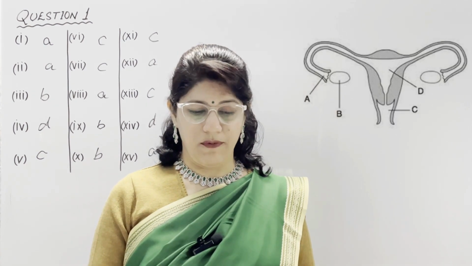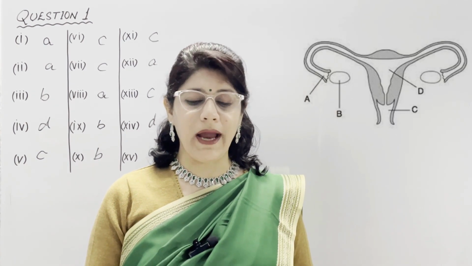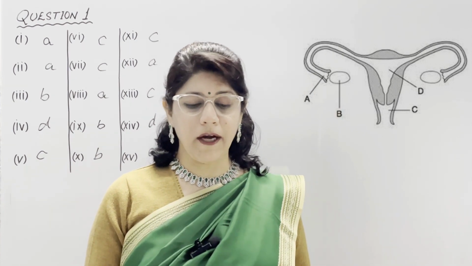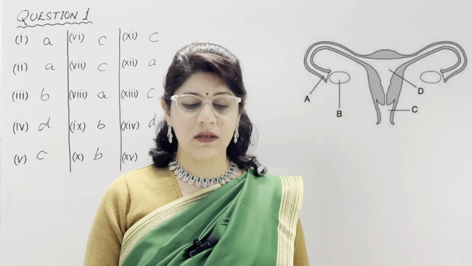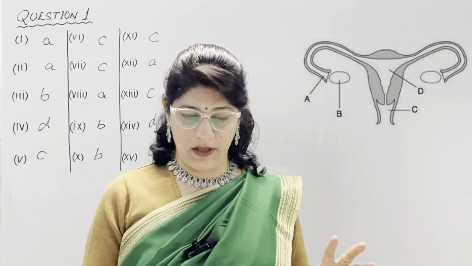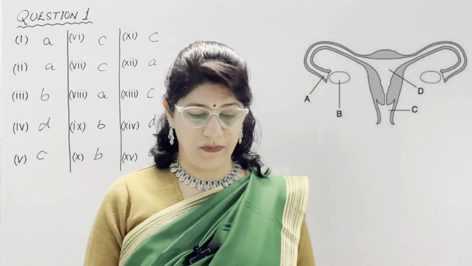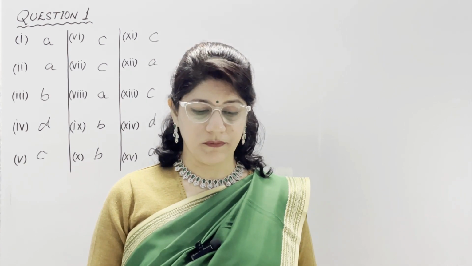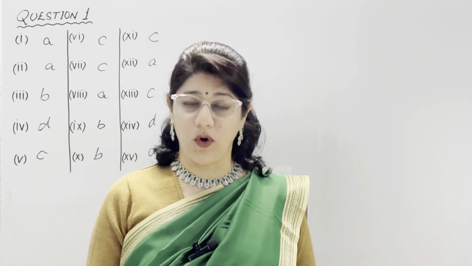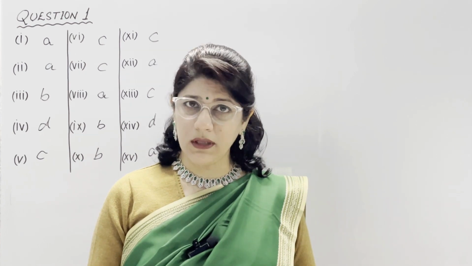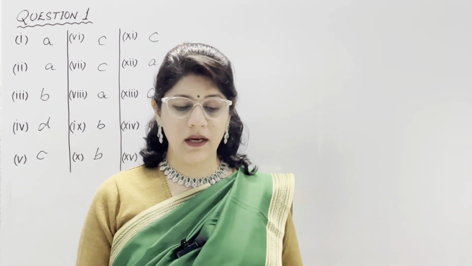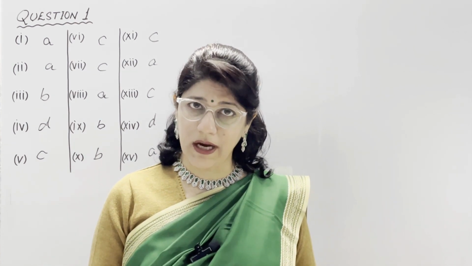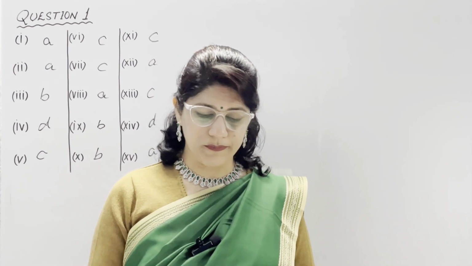In part number 5, study the diagram given below and answer the question. Name the parts labeled as A and B. A here is the funnel of the oviduct and B is the ovary. In B part, what are the two functions of the placenta? It allows the diffusion of oxygen and glucose from mother to fetus. And second, it allows the diffusion of nitrogenous waste and carbon dioxide from fetus to mother.